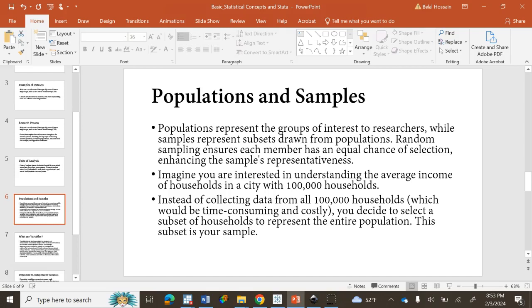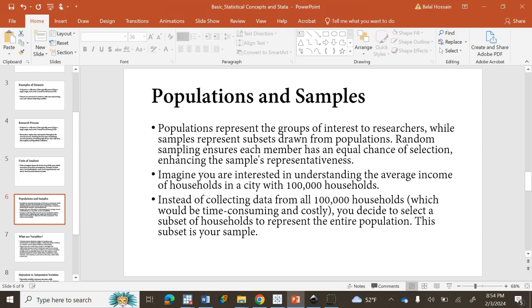Sample is, instead of collecting from all 100,000 households, which would be time consuming and costly. You cannot end up doing a study on 100,000 households. It would take years to complete your study, and a lot of resources and manpower and women power. You decide to select a subset of households to represent the entire population, meaning that you need to draw some households out of 100,000, because you cannot study all of them. This subset is your sample.